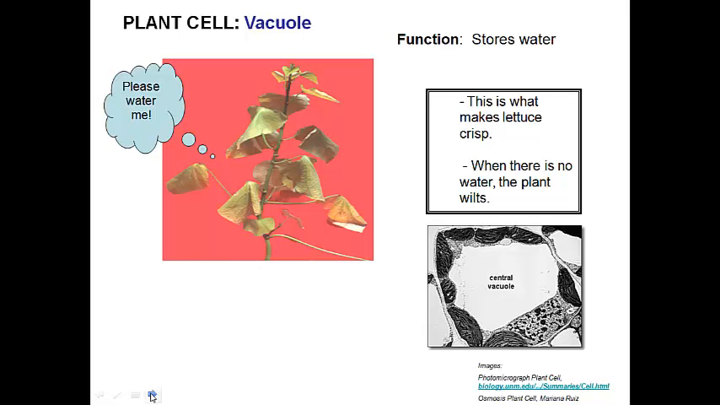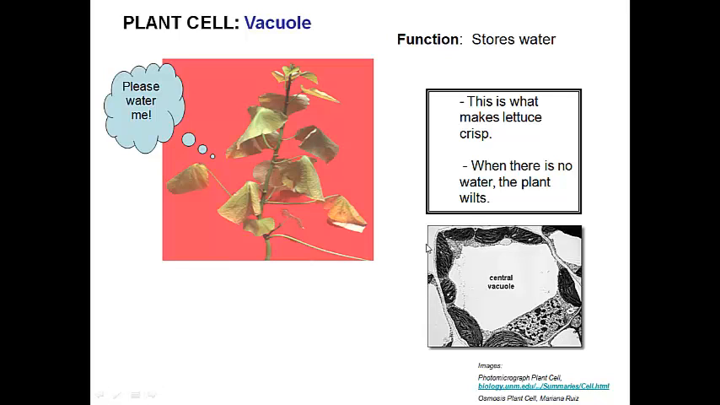The second structure that is specific to plant cells is the vacuole, and its function is to store water. Pretty straightforward. Lots of times there's stuff dissolved in that water, like ions and other things, but basically it's a big storage container for water. That's what makes your veggies crunchy, like crisp lettuce, because it's full of water and there's lots of tension on that cell. If there's no water, that tension is lost, so the plant wilts. That's what creates a wilting plant: not enough water because the vacuoles aren't full.